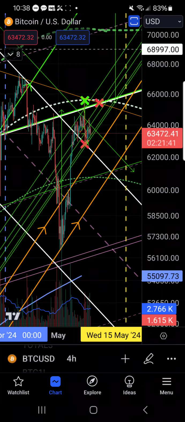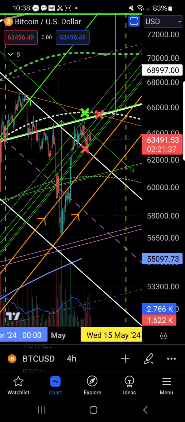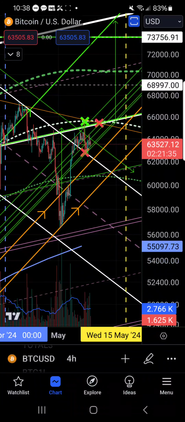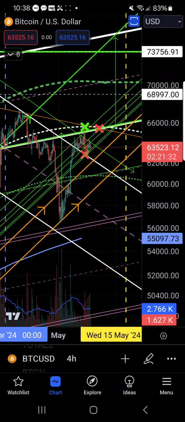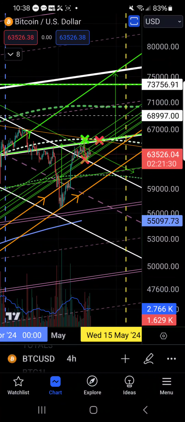Here we are looking at Bitcoin US dollar index on the 4 hour chart. And there are a lot of lines. The chart is getting filled up with lines. But you can see they're all really, really symmetrical.